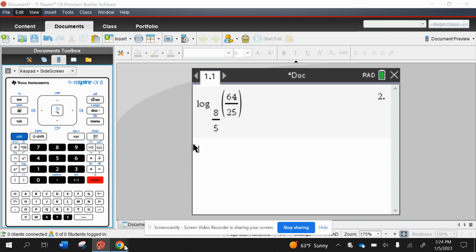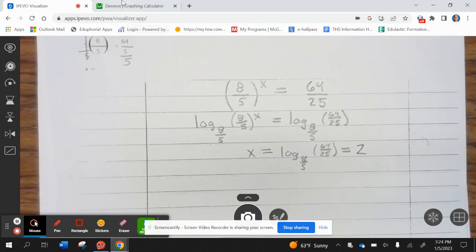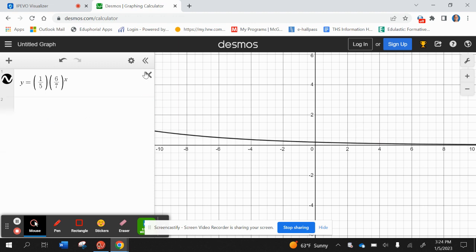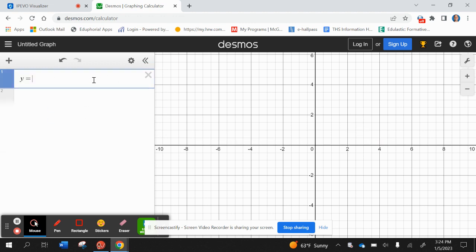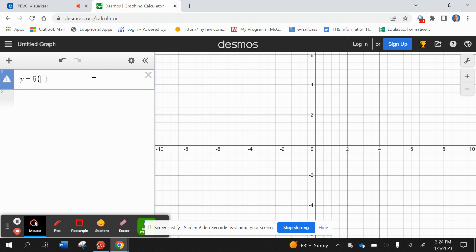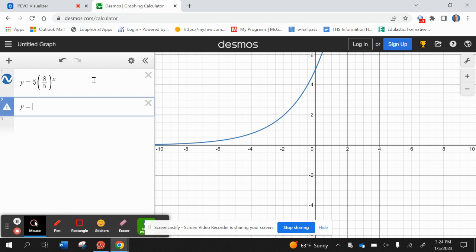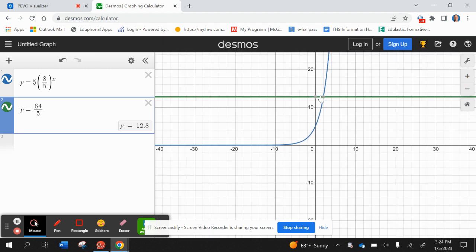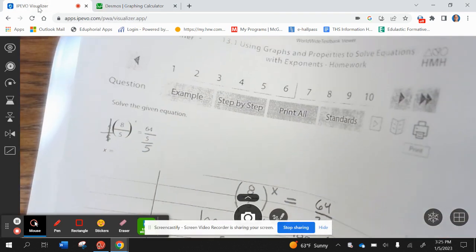Okay, so let's go ahead and use Desmos. So we have y equals 5 times (8/5) to the x, and y equals 64/5. And now we're going to zoom out, and we can see here that our solution is 2. All right, let's take a look at the next example.